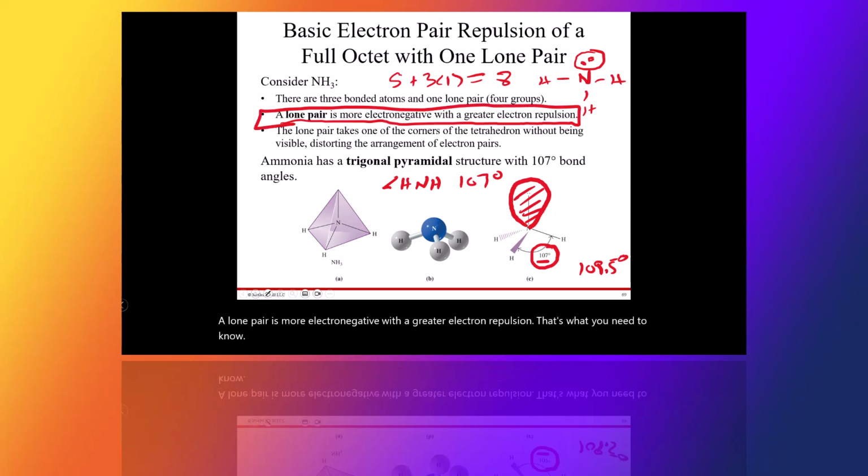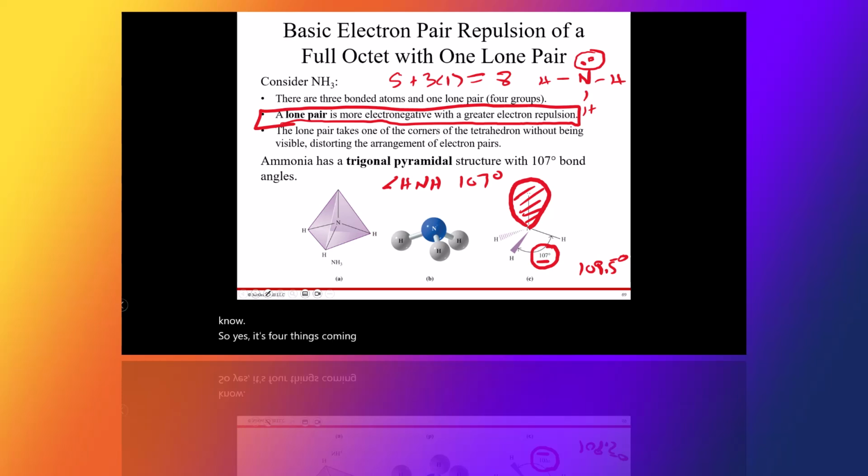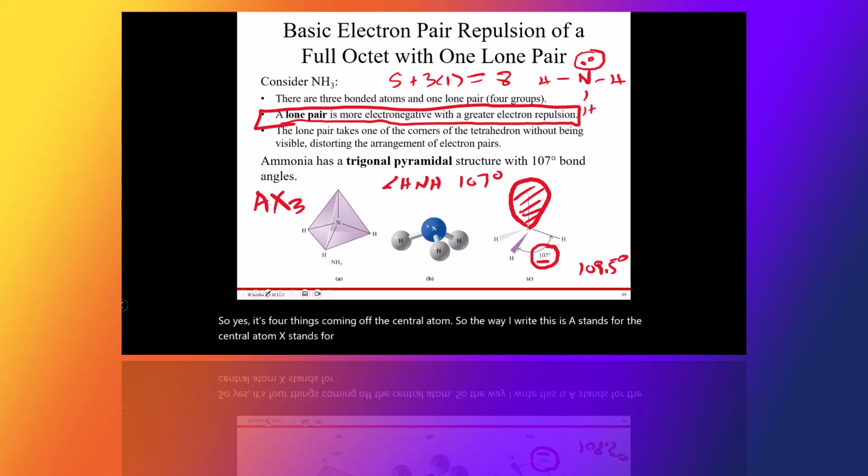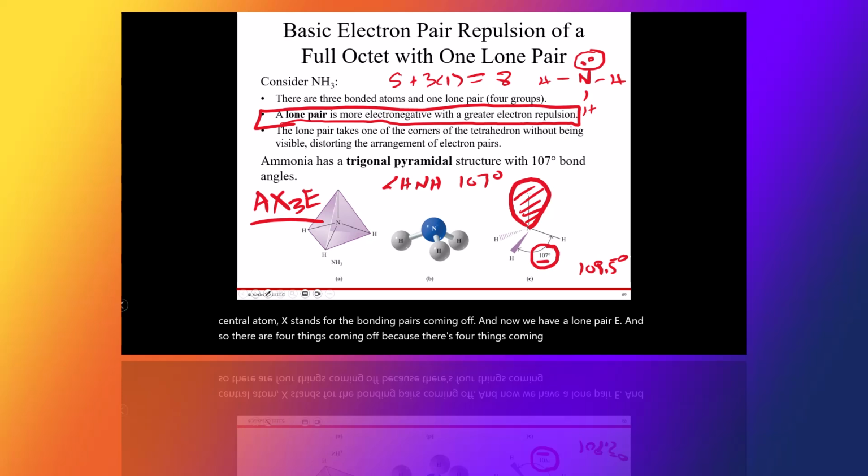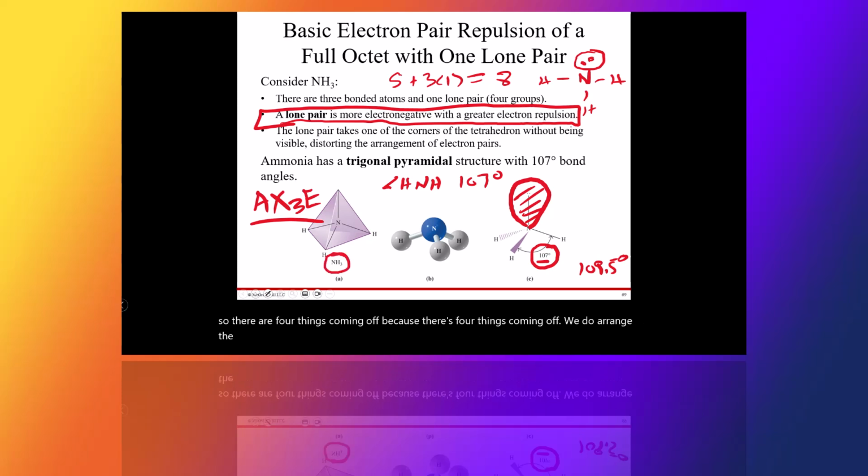So, yes, it's four things coming off the central atom. The way I write this is A stands for the central atom, X stands for the bonding pairs coming off, and now we have a lone pair, E. There are four things coming off, so we arrange the electron pairs in a tetrahedral. There's a bonding pair here, here, and here, and the lone pair. But you can't see the lone pair. It's invisible. So when we explain this geometry, we only explain it based on the bonding pairs.